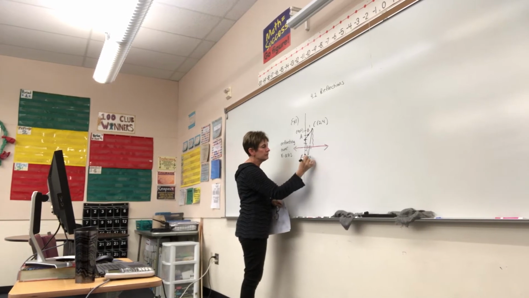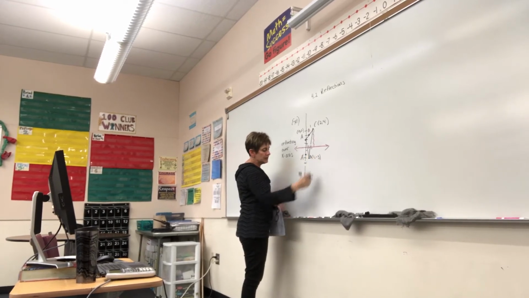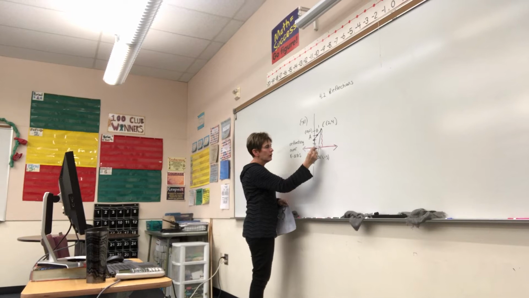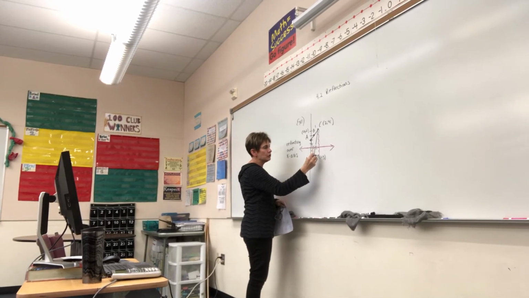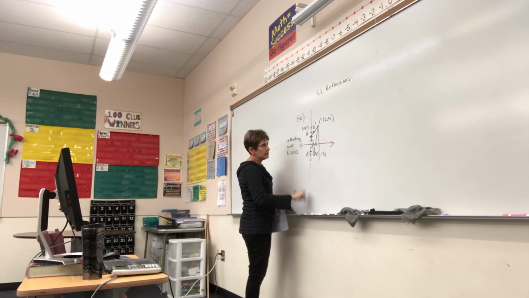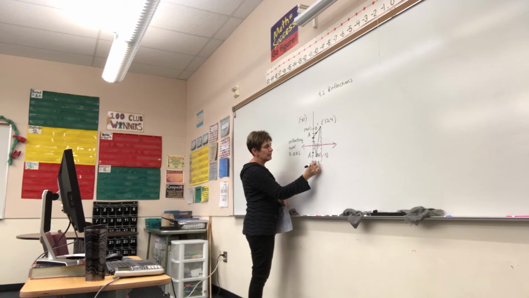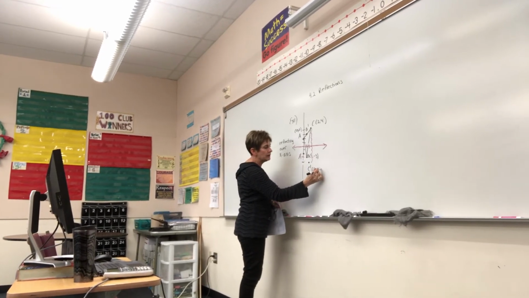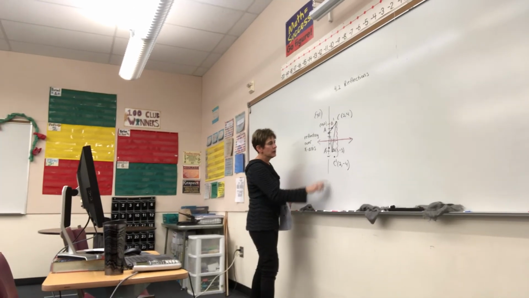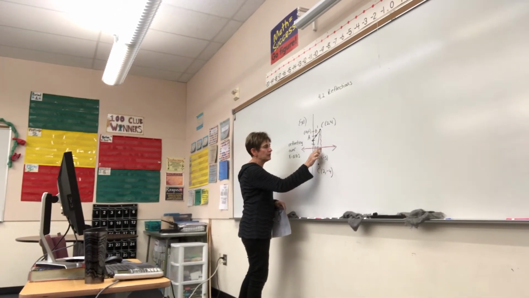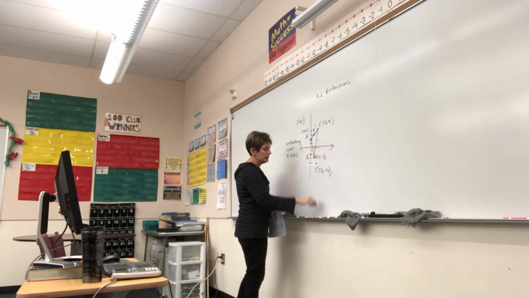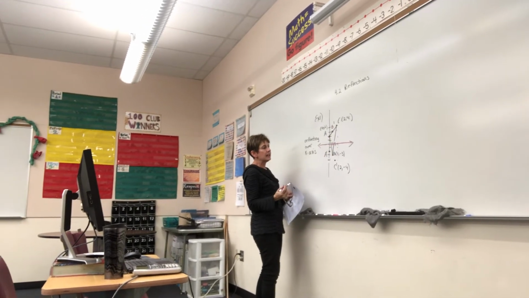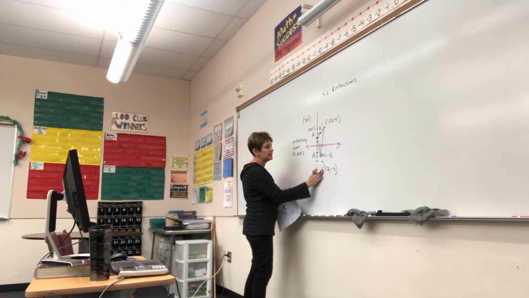So C is going to go down also 4. 1, 2, 3, 4. So it's going to be at 2, negative 4. C prime is at 2, comma, negative 4. I'm going to erase the bubbles so that you can see the picture a little bit easier. And then I'm going to connect A prime, B prime, and C prime.